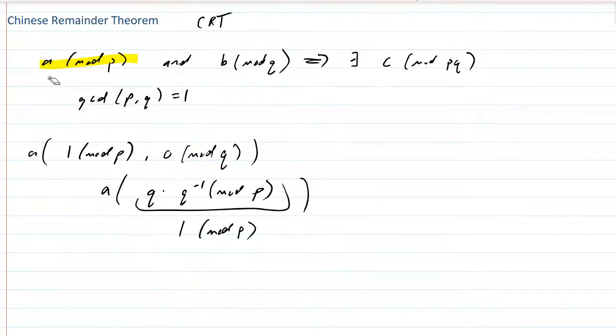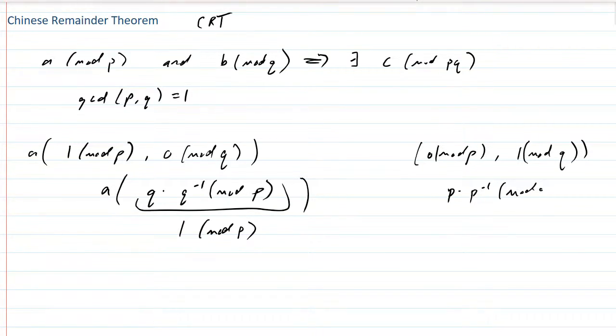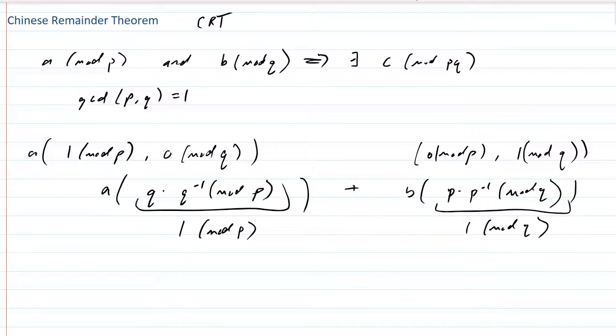Okay, so we're going to do kind of the same deal with B. Again, we're going to find something that is 0 mod P, but 1 mod Q. And of course, the way we would do that, we start with P, and then we multiply that by P inverse in mod Q. And then this total together is going to be 1 in mod Q. And then, of course, we just multiply B into this whole shebang.